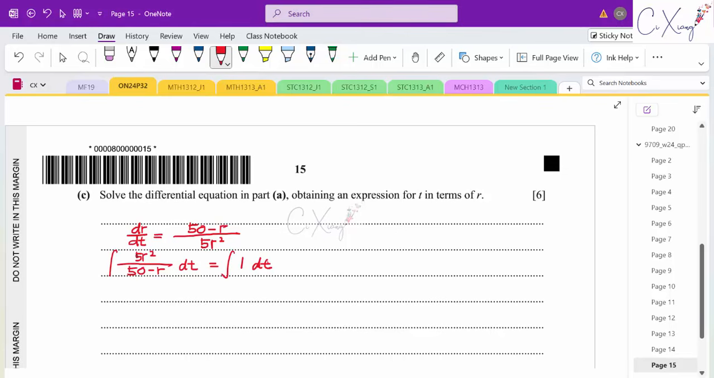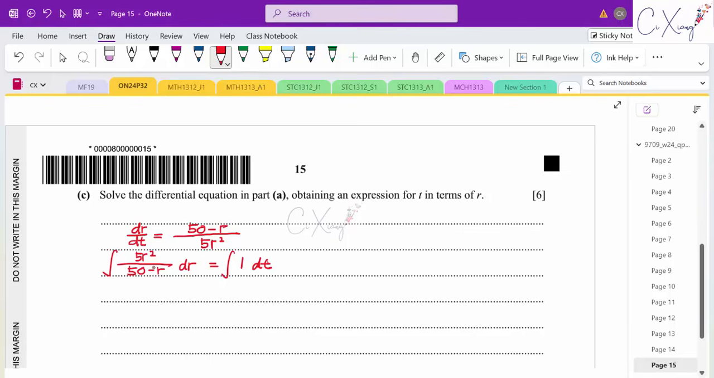After you successfully separate the variables to each side, you put the integration sign. Sorry, this one should be the dr. Integrating this part should be no problem. Integrate the 1, you should get a t on the right. But now let us have a look at this one. How can we integrate it?